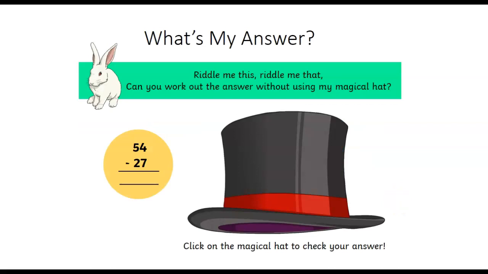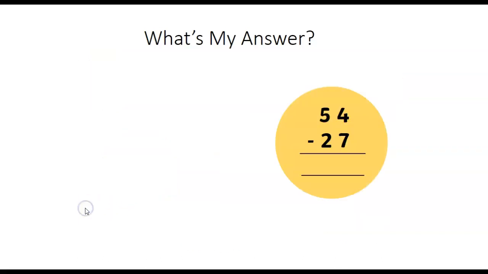So, riddle me this, riddle me that. Can you work out the answer without using my magical hat? Oh, so this is my question. 54 take away 27. So let's have a look at it together. There it is. 54 take away 27.